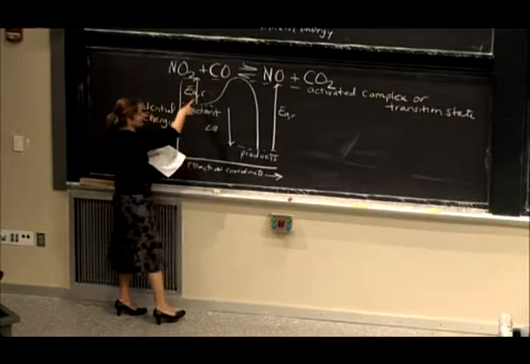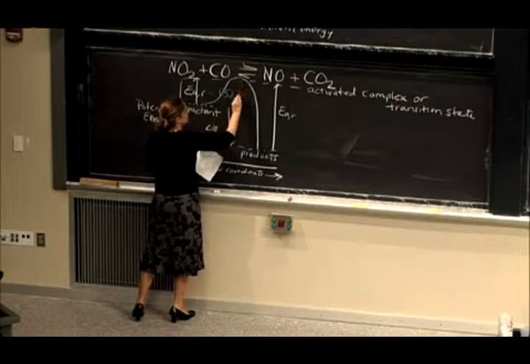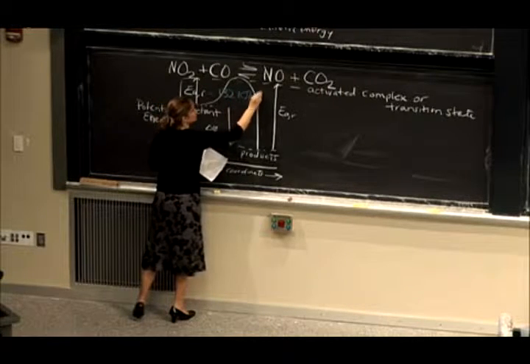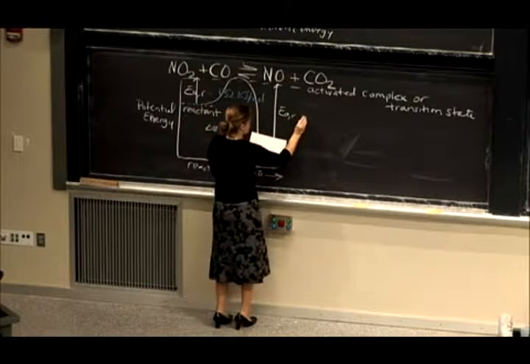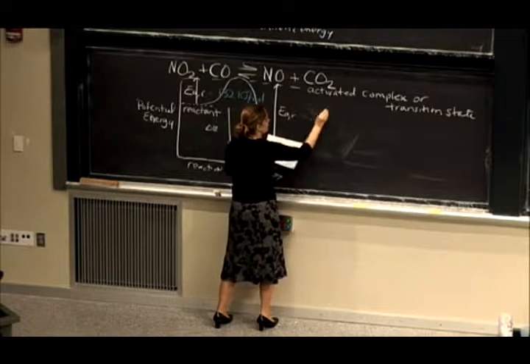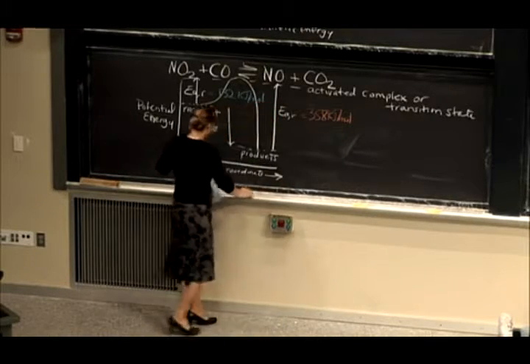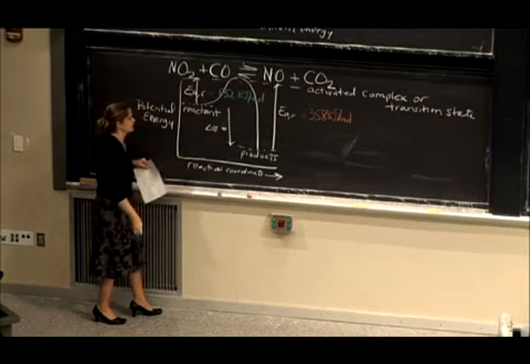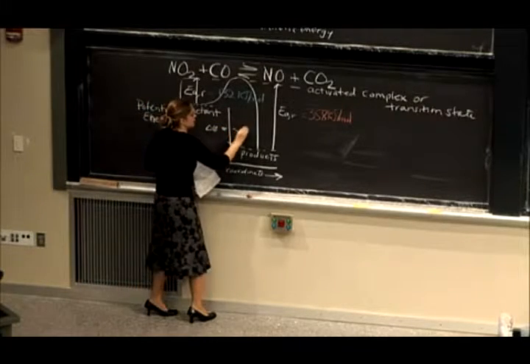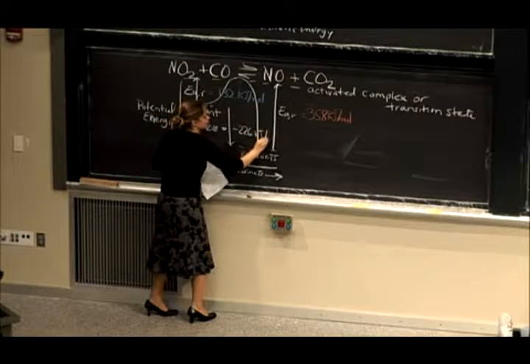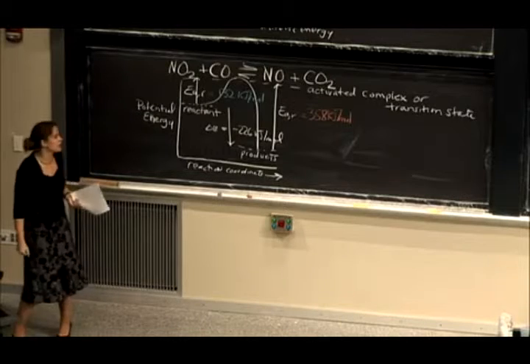In this particular case, there's an activation energy for the forward reaction of 132 kilojoules per mole. And there's an activation energy for the reverse reaction of 358 kilojoules per mole. And there's also a delta E for the reaction, which is this line from reactants to products, which in this case is minus 226 kilojoules per mole.